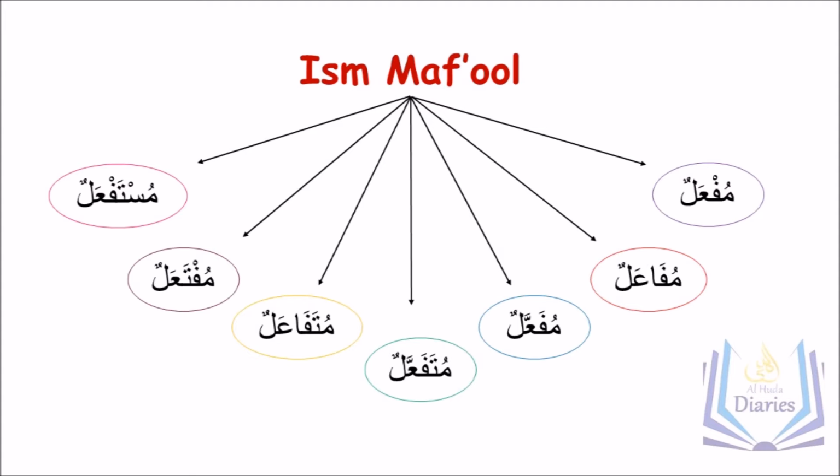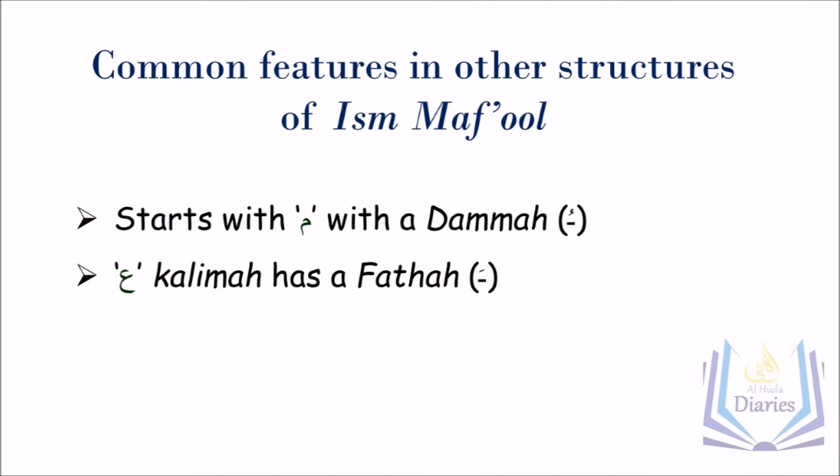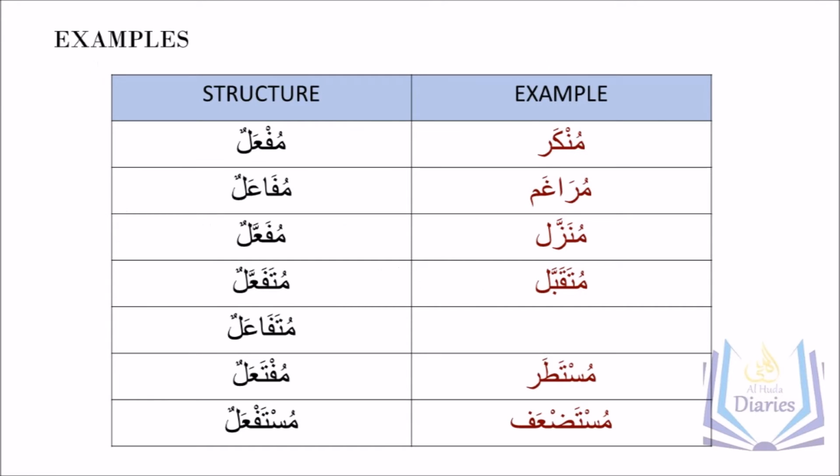If you look carefully at all these other structures, you will notice something common in all of them. One is that it starts with a mim with a dhamma, and also the ayn has a fatha. Previously we learned for Ism Faa'il, the ayn kalima has a kasra, but for Ism Maf'ool, the ayn kalima has a fatha.